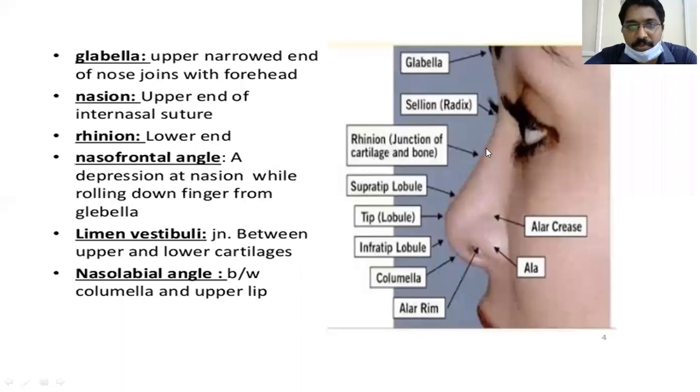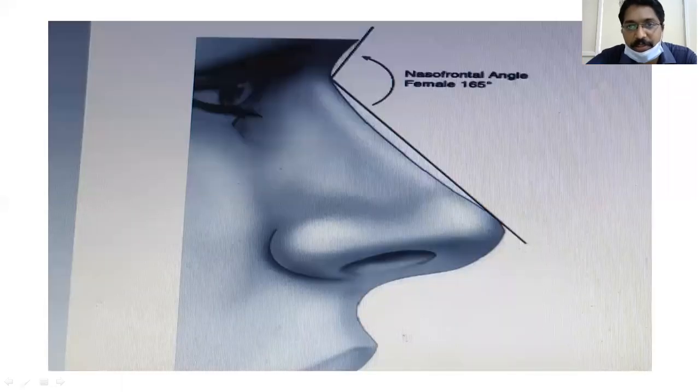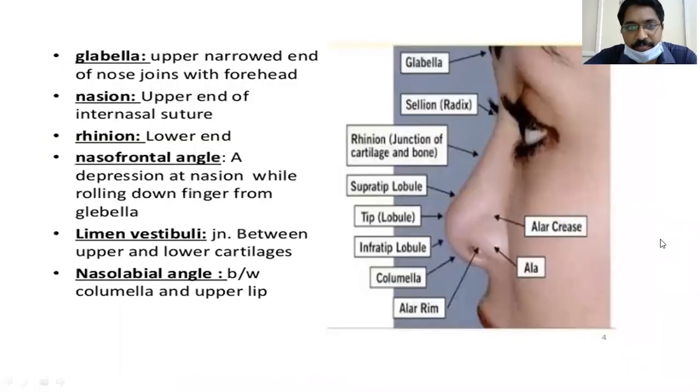And coming to the nasofrontal angle. What is the nasofrontal angle? This is called the nasofrontal angle. It's the angle made by the dorsum of the nose with the glabella. It is around more than 135 in females and less than 130 in males.